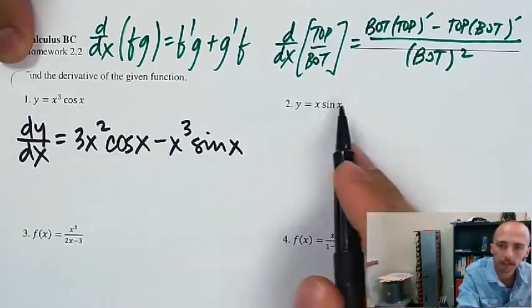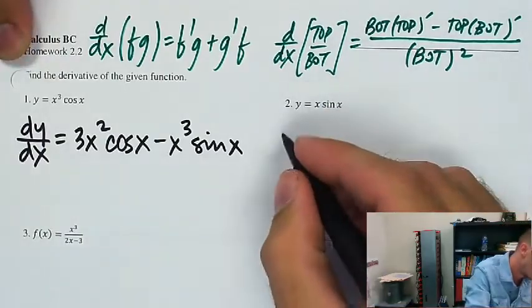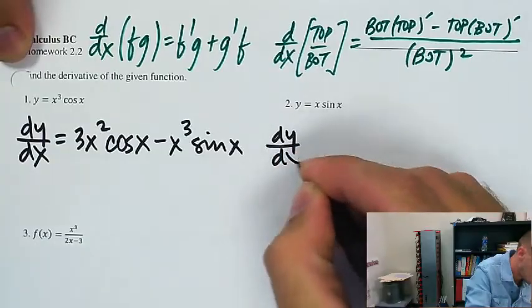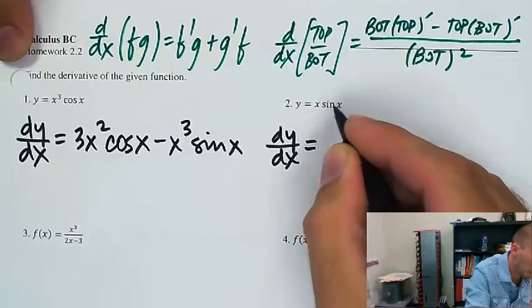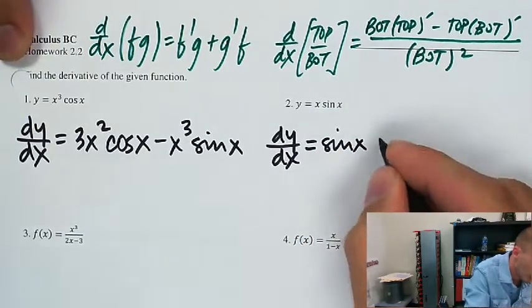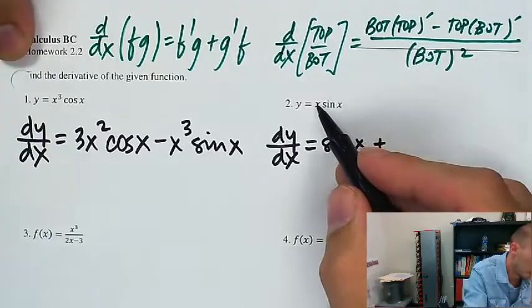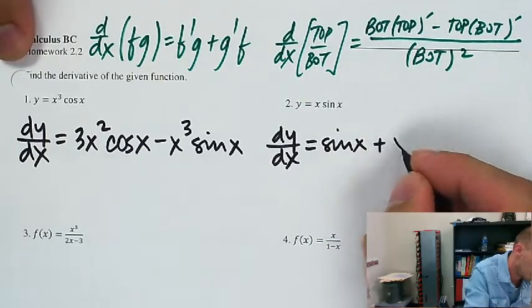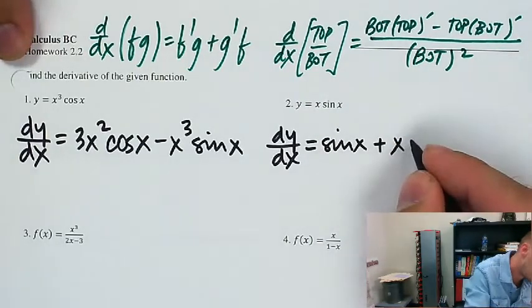Okay. Over here, x sine x is going to be very similar. dy dx: I'm going to take the derivative of x first and leave sine of x the same. Okay, plus leave x the same and take the derivative of sine of x, which is cosine x.